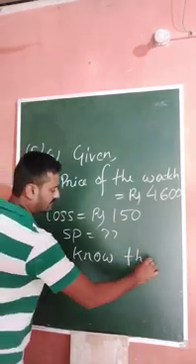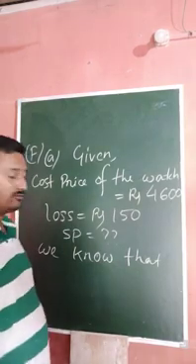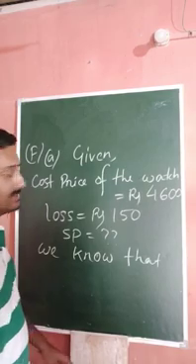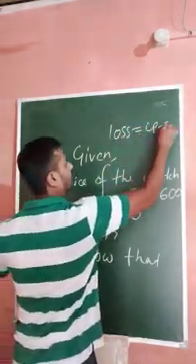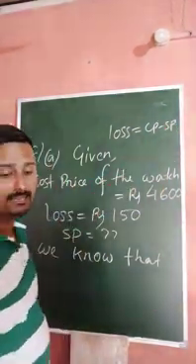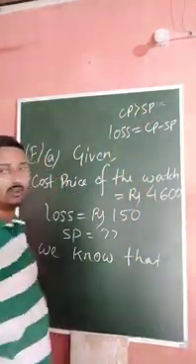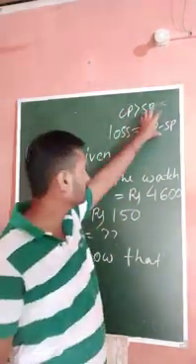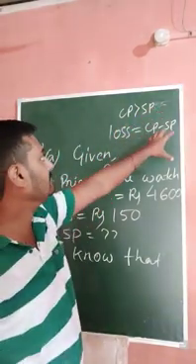I think in the previous class, all of you learned the formula of loss related to cost price and selling price. Where loss is equal to what? CP minus SP. Whenever cost price is greater than the selling price, then there will be a loss. Whenever you subtract SP from CP, that means cost price minus selling price is your loss.